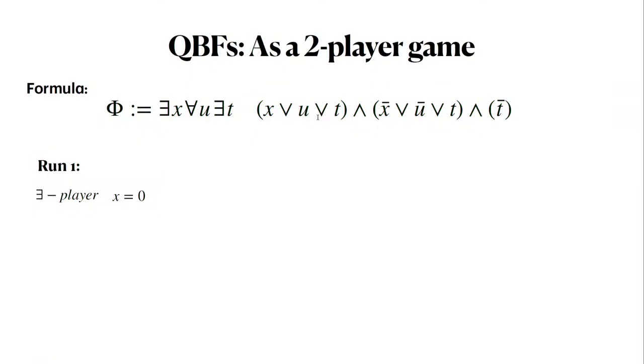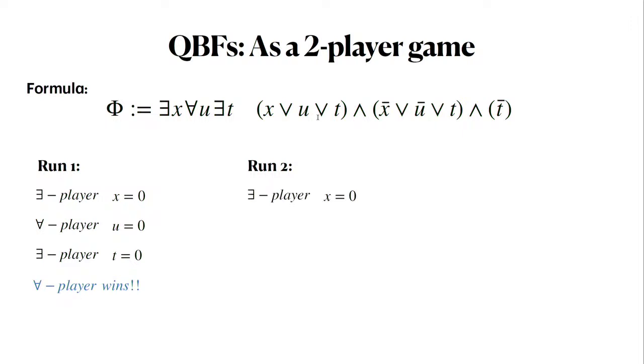Let's look at a run of how a game can proceed. Suppose the existential player first has to play x, and they play x equal to 0. The universal player will choose u, and they choose u to be 0, and the existential player chooses t to be 0. Given this assignment of x equal to 0, u equal to 0, t equal to 0, the first clause becomes 0. So the formula on this assignment evaluates to false, and the universal player wins the game.